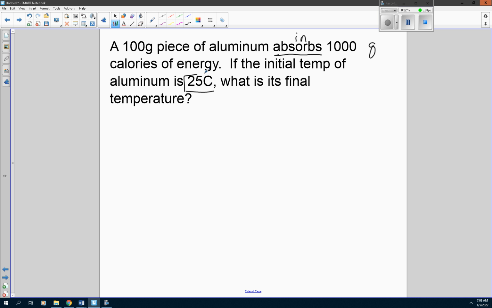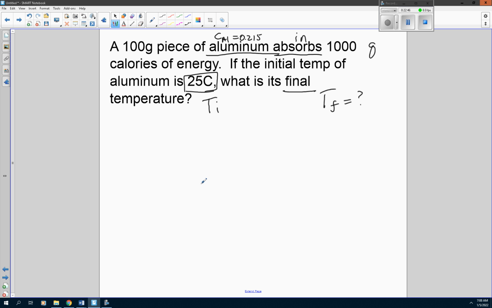Okay, so what this problem is saying is this can't be the final temperature. It's also not the change in temperature. That has to be the initial temperature. The problem is looking for me to find what the final temperature is. All I need to solve this problem, it says it's aluminum, so I know that the heat capacity of aluminum is 0.215.